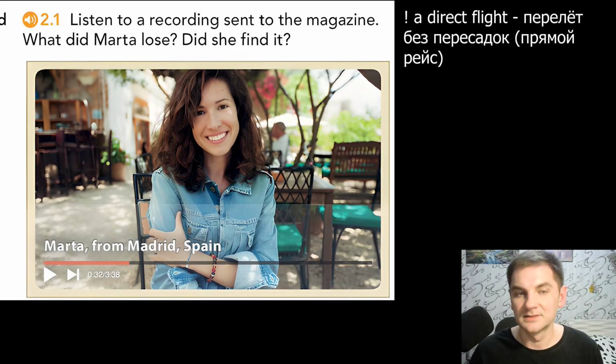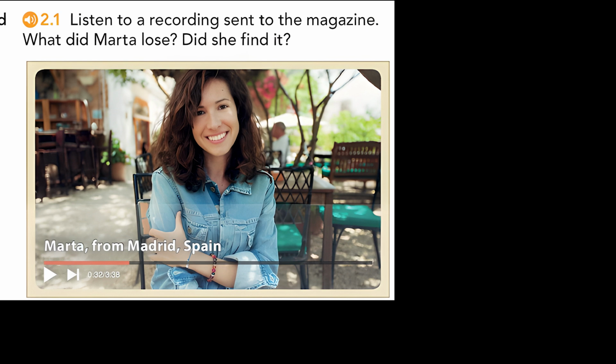Part D. Listen to recording sent to the magazine. What did Martha lose? Did she find it? Okay, the task is similar, or the same actually, similar to the previous one, but this time it will be just an audio without any text. So now listen to the audio and then try to answer these 2 questions. Let's go.